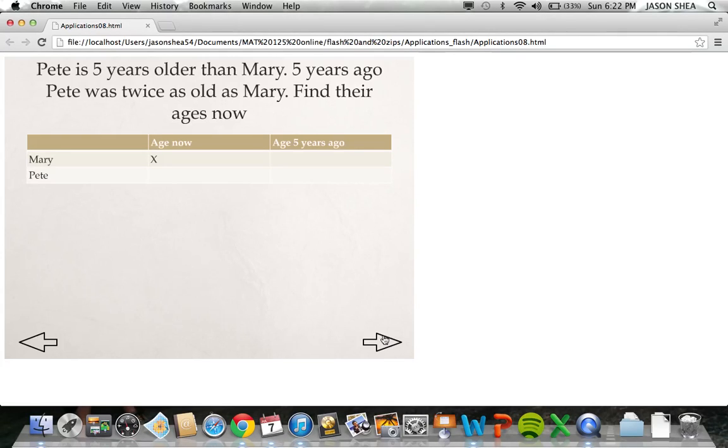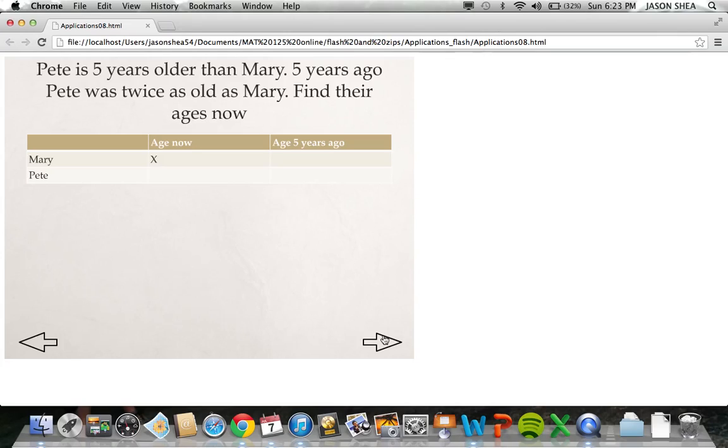Step 2 of our blueprint for problem solving said to assign a variable to one of the unknowns. Note here we have 2 unknowns. We don't know Pete's age and we don't know Mary's age. A personal suggestion I'll make to avoid having to work with fractions or negative numbers is to always make the smaller age or the smaller value the variable. So here we have Pete's 5 years older than Mary, so Mary's younger, thus we're going to make Mary our variable. We're going to call Mary X.